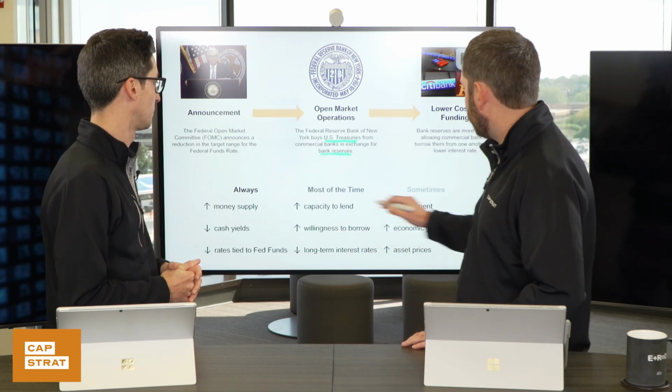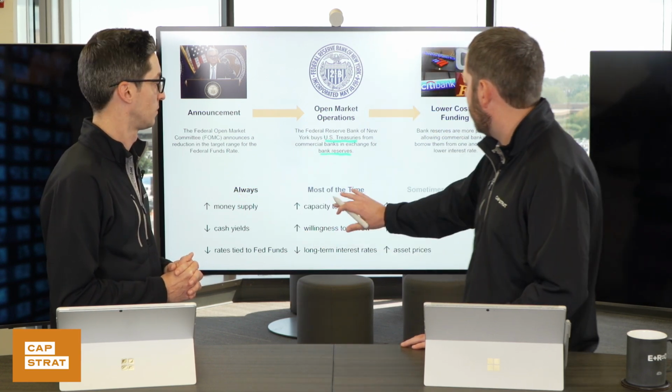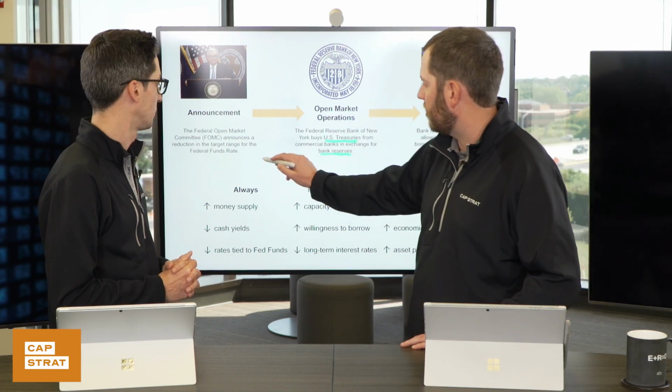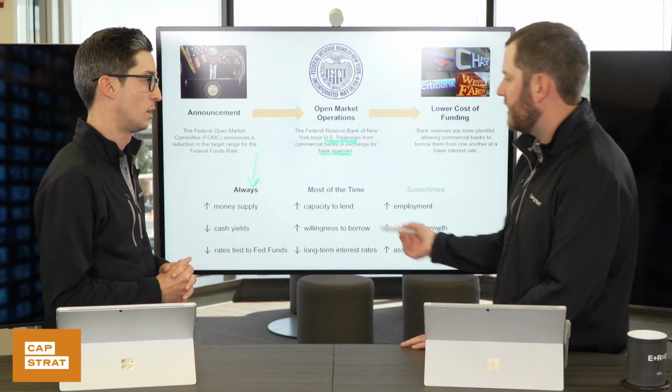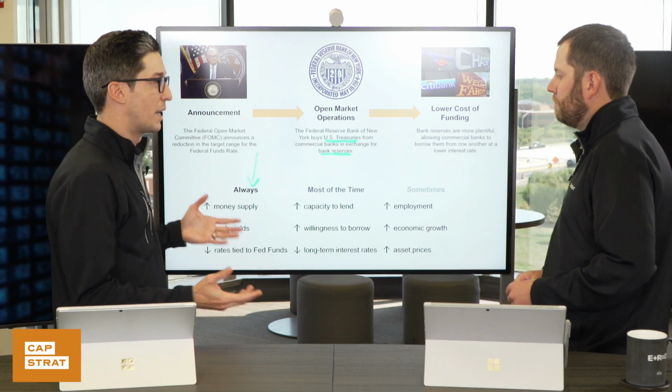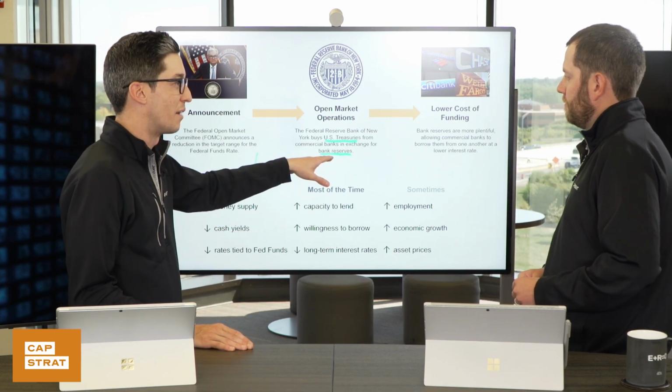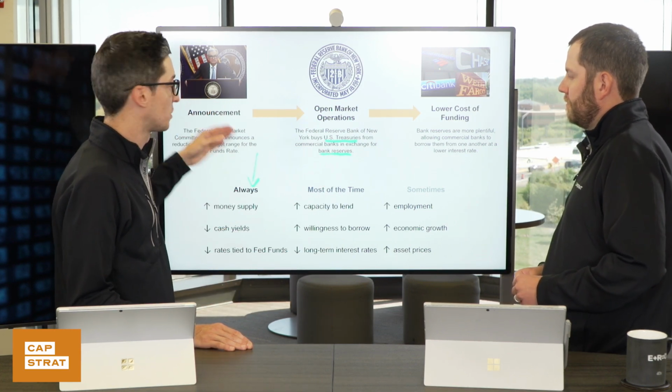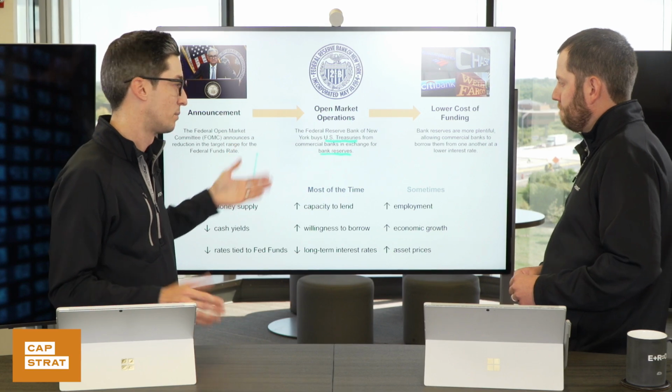Yes. So we've broken this down into things that always mechanically happen anytime the Fed cuts rates, and things that happen most or some of the time. So let's start here. What always happens anytime rates are cut? The money supply increases because you increase the supply of bank reserves. The Fed can create bank reserves. They create bank reserves out of thin air.